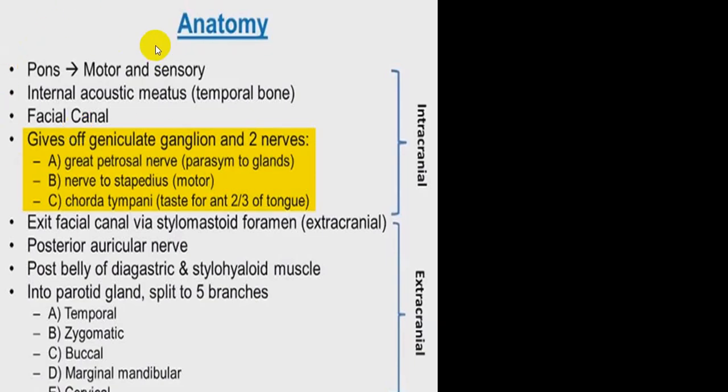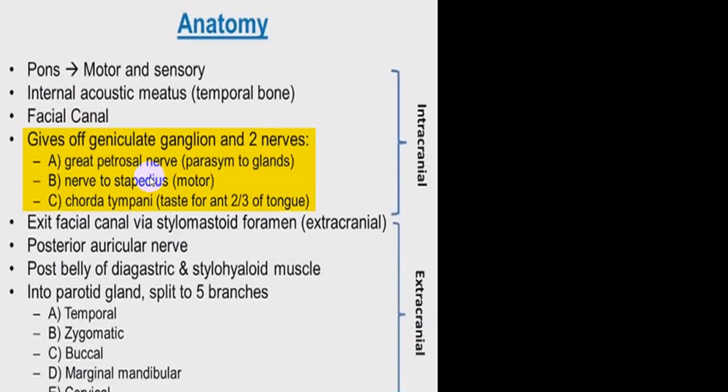So if we go through a summary of the entire thing, it arises from the pons, there will be two groups of fibers, motor and sensory. It will enter through the internal acoustic meatus, which is a part of the temporal bone. Then it will run in the facial canal. It will bend at the genu, we call the geniculate ganglion. There it will give rise to one nerve that is called the greater petrosal nerve.